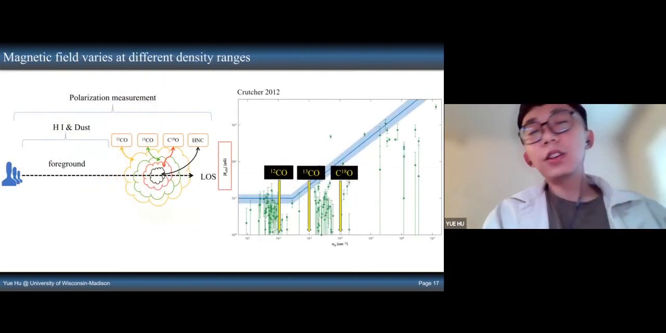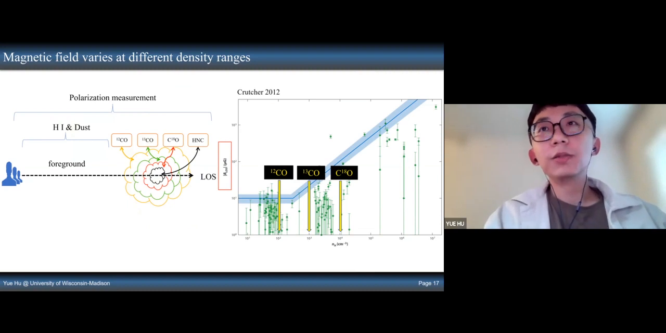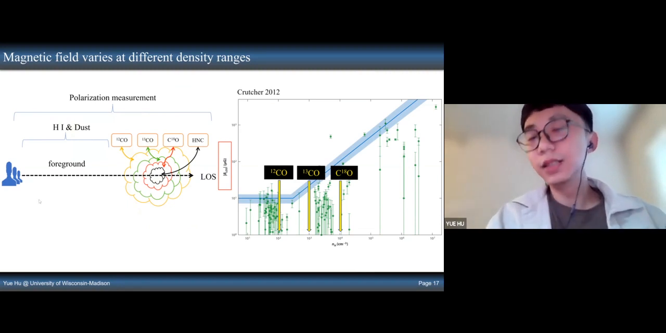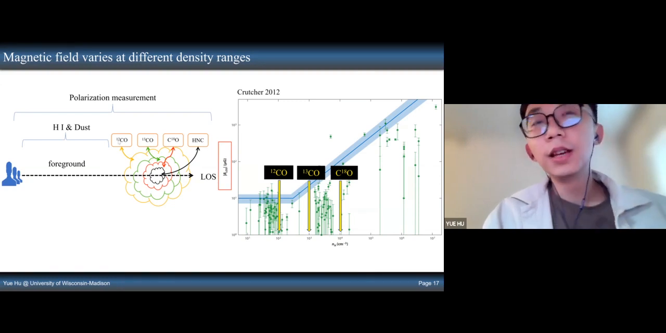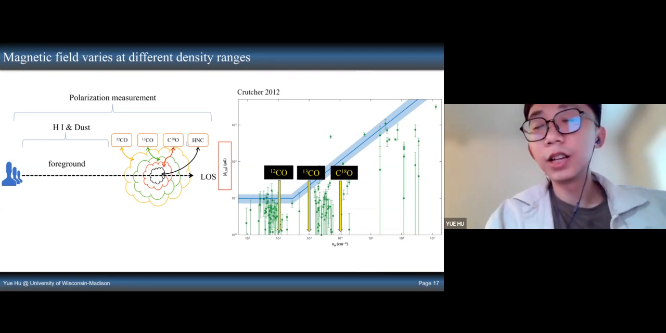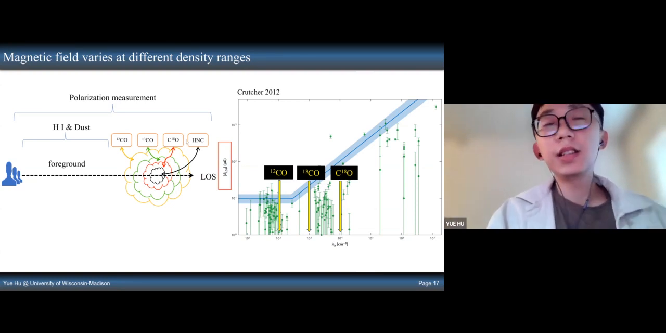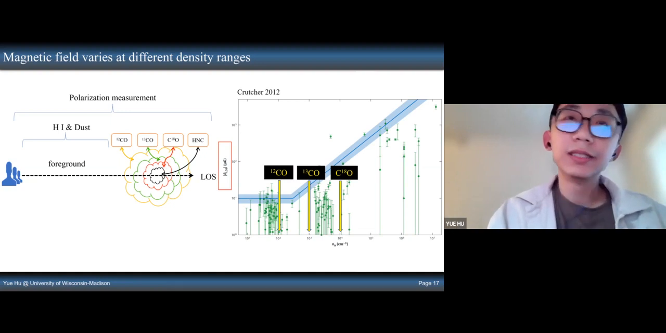Okay, but that's not the end of the story, because, as we know, polarization measurement is measuring everything along the line of sight. It contains contribution from foreground H1, and also contains diffuse molecular gas and dense tracers like HNC. They are integrated measurements, and we cannot separate the magnetic field in different volume density or in different spatial positions.